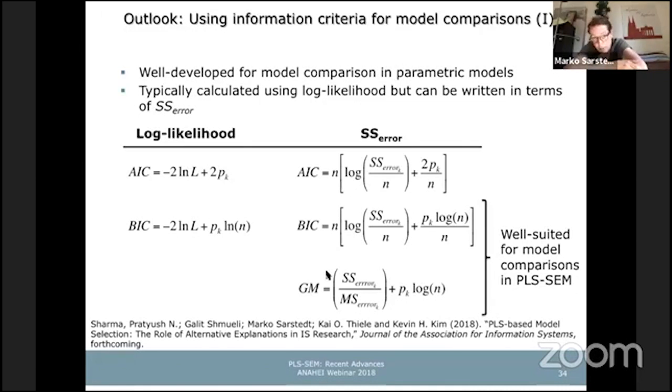We also have a follow-up paper in which we actually look into the predictive performance of these criteria. So do these criteria choose a model that fits well, but at the same time does a good job in terms of prediction? So which of these models that we're looking at actually balances explanation and prediction? And the results are remarkably consistent with what we found in Journal of the Association for Information Systems. Also, the BIC and the GM, they both perform very well in balancing model fit and prediction.